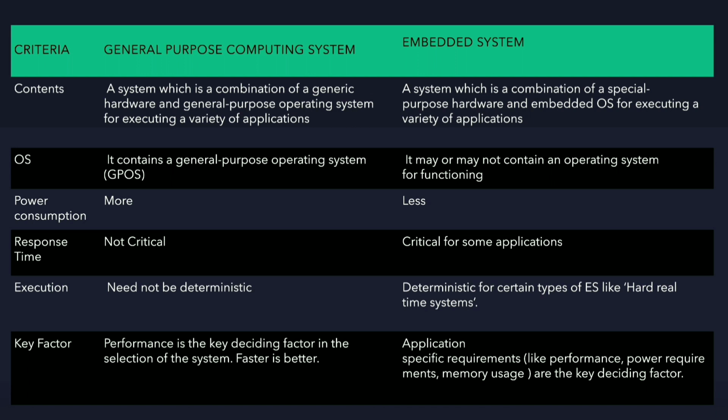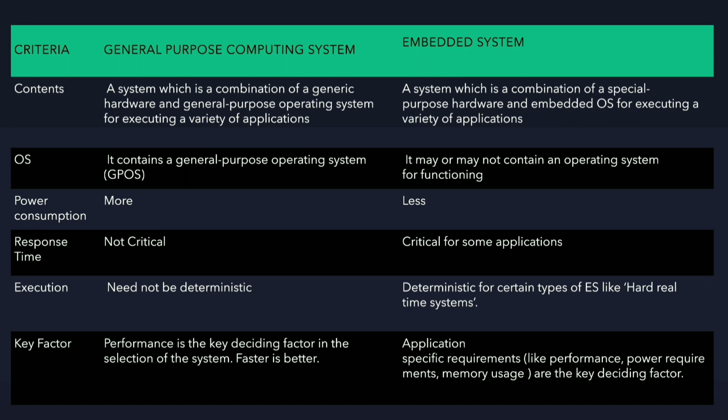called an embedded system. Based on the operating system criteria, the general purpose computing system contains a general purpose operating system, or simply GPOS. An embedded system may or may not contain an operating system for functioning. For power consumption, the general purpose computing system consumes more power compared to an embedded system. According to the criteria of power consumption, an embedded system always consumes less power.